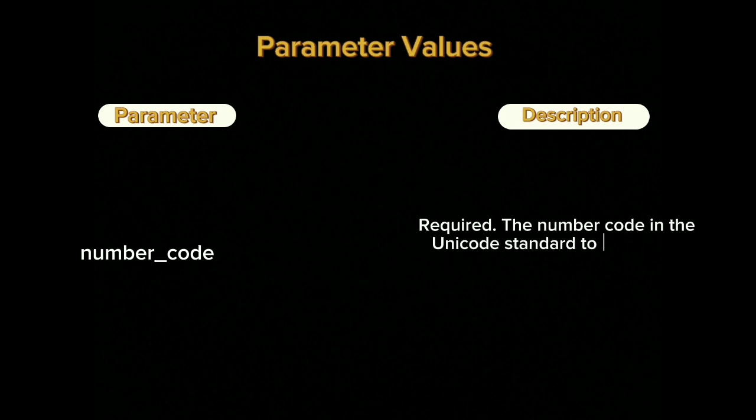Here are the parameter values in nchar. Number code: required, the number code in the Unicode standard to return the character for.